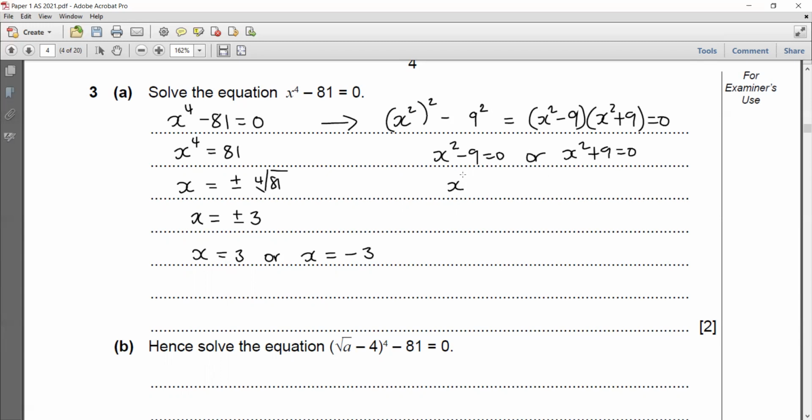This means that x squared is equal to 9. This means x is equal to plus or minus 3. You can see our answers are the same. And then with this one here, x squared plus 9 is 0. If you were to continue, you'd have x squared is equal to negative 9. And this one here has no real solution. Okay, so you cannot find a real number that satisfies this. So the only solutions you would get are plus and minus 3, like I did going in this direction.